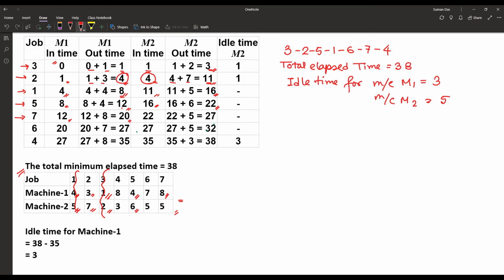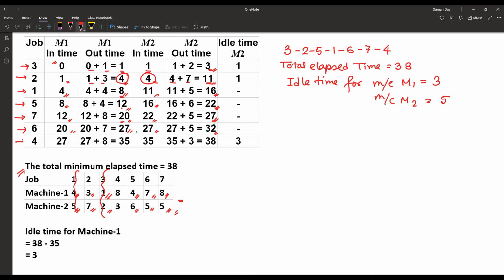For job 7, machine M2 has out time 22, so it has to start from 22. Its processing time is 5, so its out time is now 27. Next job 6, machine M1 starts at 20, processing time 7, out time 27. Machine M2 in time 27, processing time 5, so out time 32.